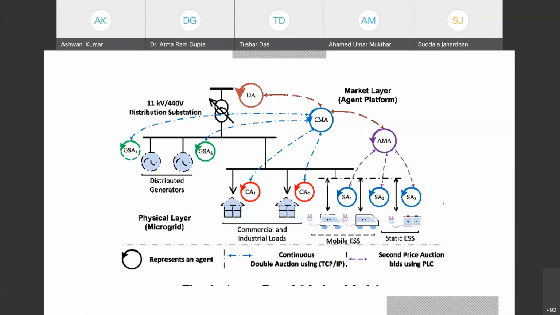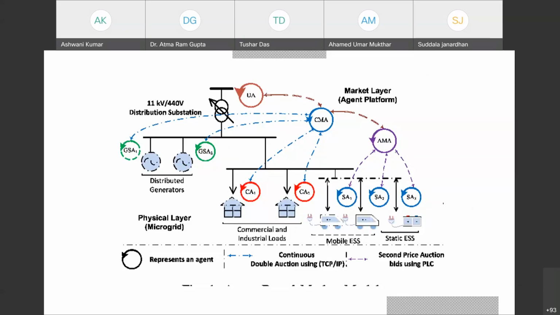This gives very important information to all the participants. We have an 11 kV or 440 volt distribution substation. We have an 11 kV grid here, and to this grid, at the level of 440 volt or 11 kV, there can be distributed generators which are managed and taken care of by agents. We call them generation system agents. There can be a large number of agents, GSA1, GSA2, GSA3, which take care of distributed generation at a lower level of voltage. So this is the physical layer of the microgrid.